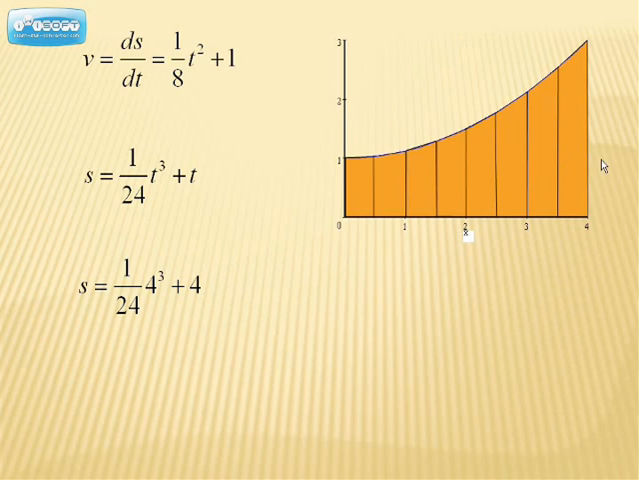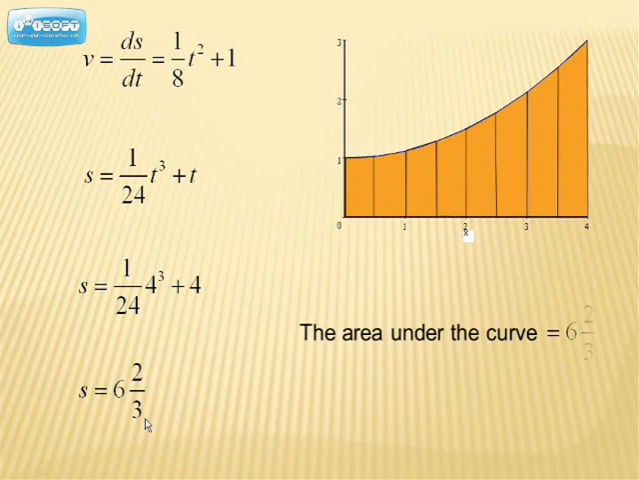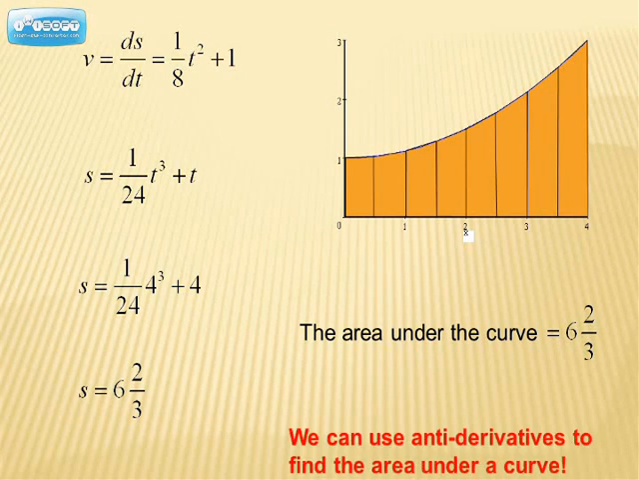If I put 4 into that, 4 to the third times 1/24 plus 4 is then equal to 6 2/3. The area under the curve is approximately 6 2/3. It's not exact, because those trapezoids all have flat tops and not curved tops like a t-squared function would have. We will eventually start to use antiderivatives a lot more to find the area under the curve. That we'll get into in a little bit.